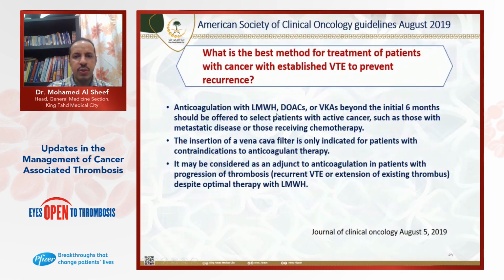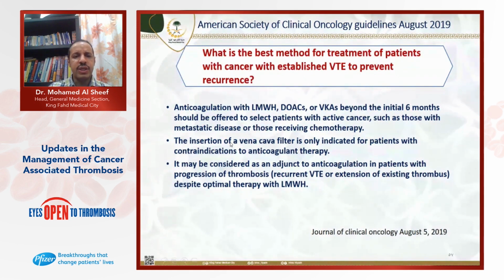Anticoagulation with low-molecular-weight heparin, DOACs, or VKA beyond the initial 6 months should be offered to select patients with active cancer, such as those with metastatic disease or those who receive chemotherapy. So we know the duration of treatment of cancer-associated thrombosis is 6 months if the cancer is cured. But if the cancer is not cured, like metastatic, incurable, the treatment should be extended indefinitely.